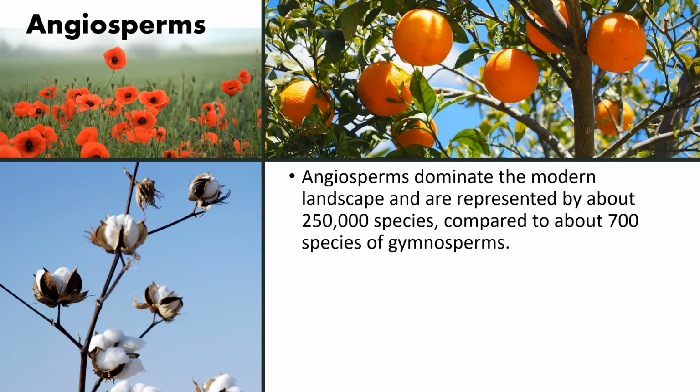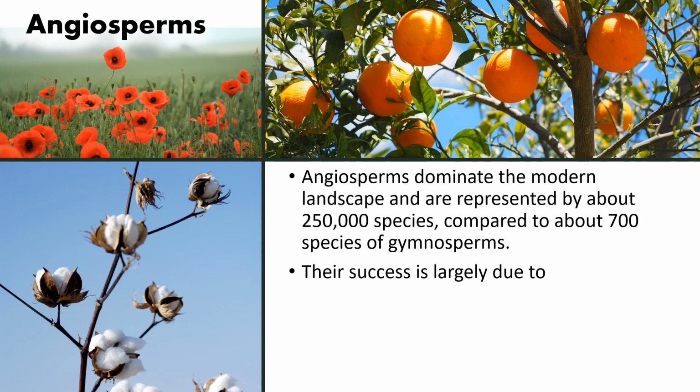So angiosperms are going to dominate our modern landscape. What we see today are mostly going to be angiosperms. Obviously there are others; we can find ferns, we can find mosses, we can find pine trees. But most of the plants that we see, the ones that have flowers, fruit, those are all going to be angiosperms, and they're going to be very numerous. There are about 250,000 species, and there are only about 700 species of gymnosperms. So you can see that there is a vast difference in the number. Angiosperms are very successful.